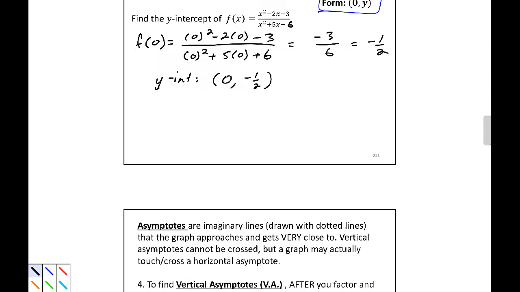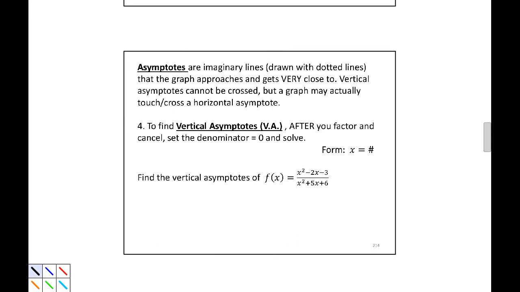For our fourth step, we will determine a few different asymptotes. Asymptotes are imaginary lines. We draw them with dotted lines that the graph approaches and gets very close to. Vertical asymptotes cannot be crossed, but a graph may actually touch or cross a horizontal asymptote. To find vertical asymptotes, after you factor and cancel, set the denominator equal to 0 and solve. Now, let's just rewrite this.